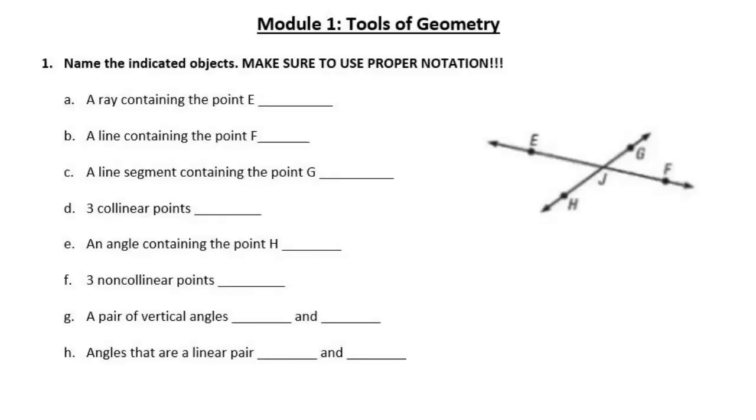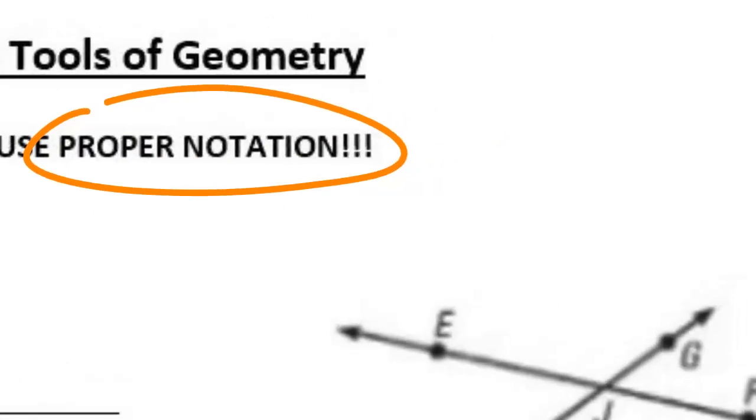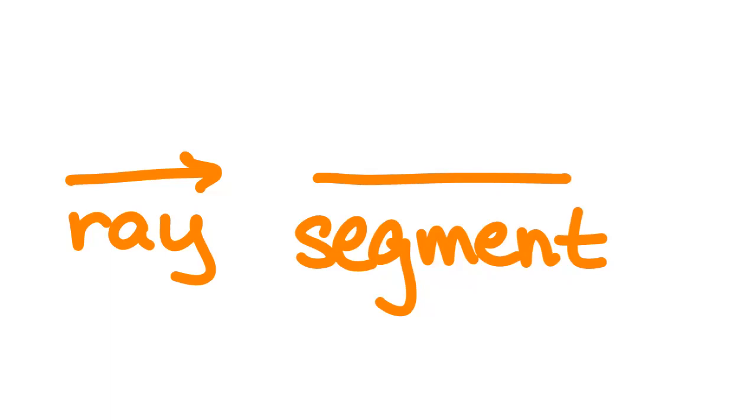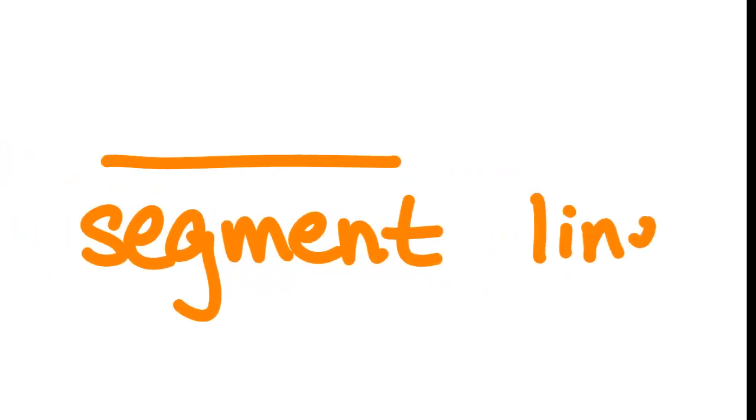Problem number 1. It's really, really important that we use appropriate notation. So for a ray, we have a line with an arrow over the top. For a segment, we have a dash with no arrows over the top. And for a line, we have a dash with arrowheads on it.